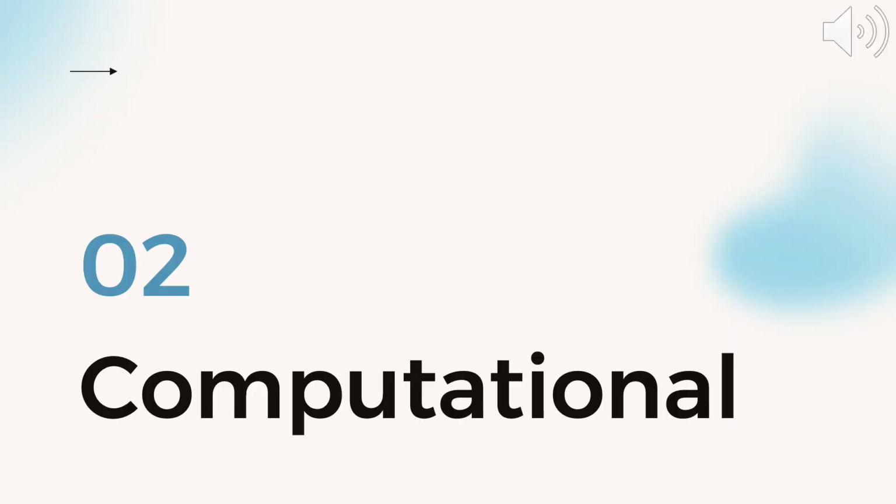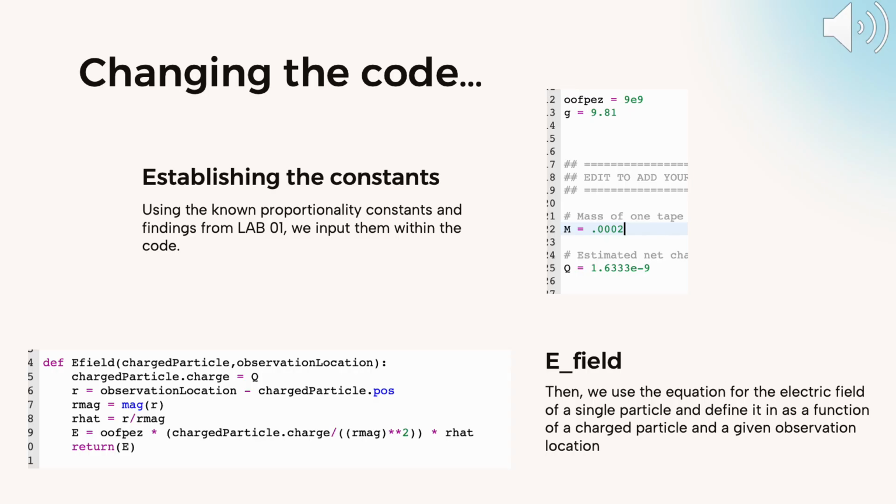Let's look at how I set up our computational model. Setting up the code is pretty simple because we can use some of our code from Lab 1. First, we establish the constants. They should all be the same from Lab 1 except for the charge, which we calculated using superposition and dE and dQ. Then, once we plug in that Q, we can find the electric field using the code that we used in Lab 1.